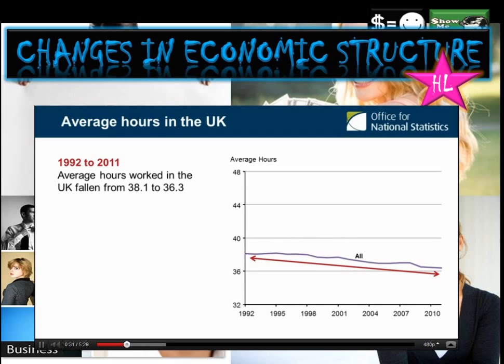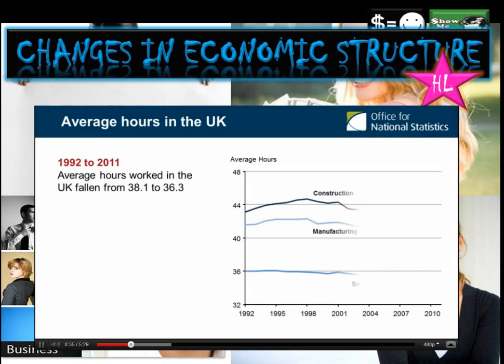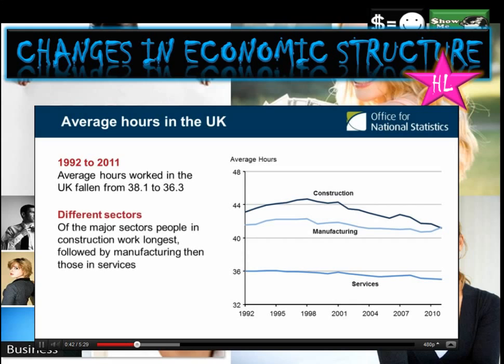If we look at some of the major sectors of the UK economy, we see some differences in the average working week. People working in construction have tended to work the longest weekly hours, followed by those in manufacturing, while people working in the service sector tend to work shorter hours. One thing we can note on this graph is that in the construction sector, there has been a fall of around 3 hours in the average working week over the past decade.